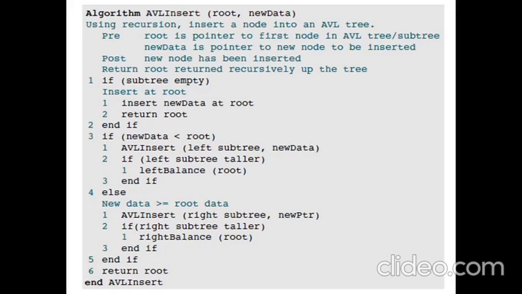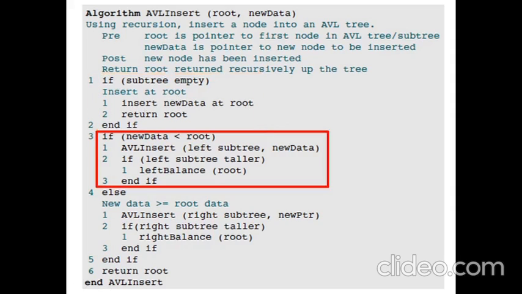This is our algorithm for the AVL insert. The first step is, if the tree is empty, which means that we are trying to insert the first node into the AVL tree, which is currently empty. In that case, it is a simple process. We just insert the new data at the root.